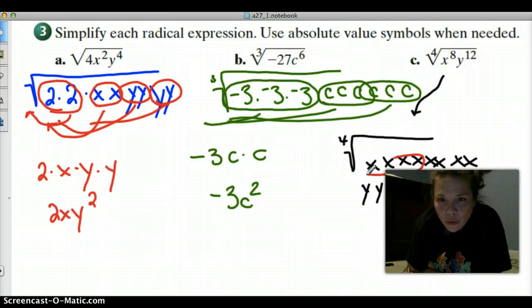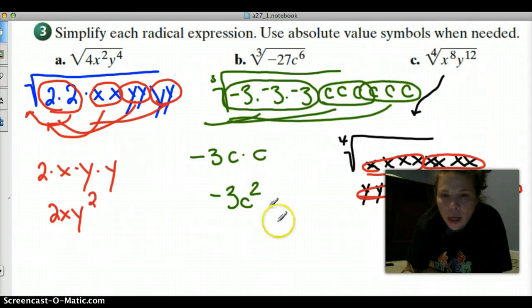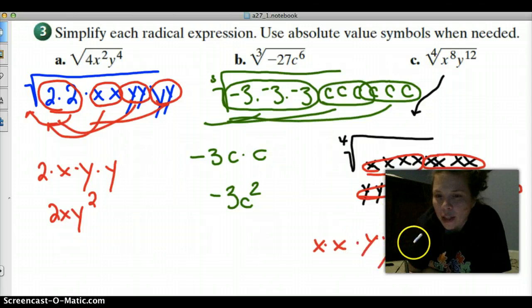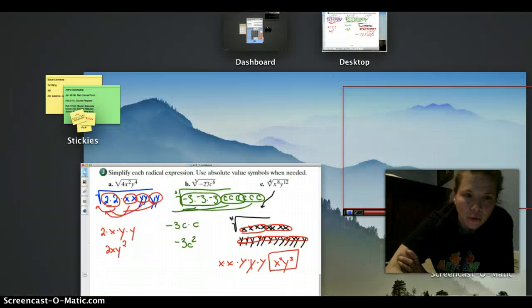1, 2, 3, 4. 1, 2, 3, 4. 1, 2, 3, 4. 1, 2, 3, 4. And 1, 2, 3, 4. So there are 2 x's, and there's 1, 2, 3 y's. Oh my goodness, I don't know why I'm always bad with that one. All right, nothing left underneath the radicals, so then we have x squared y cubed, and this would be your answer.